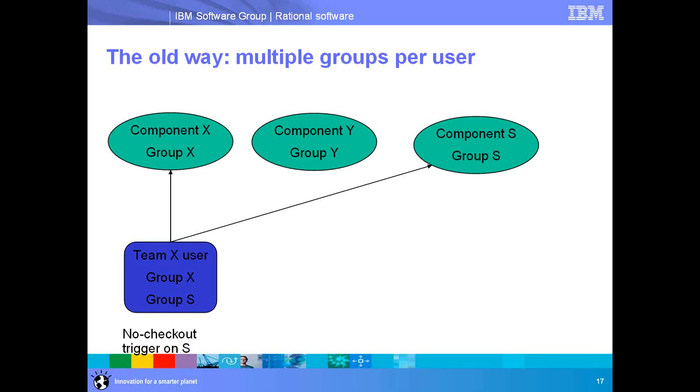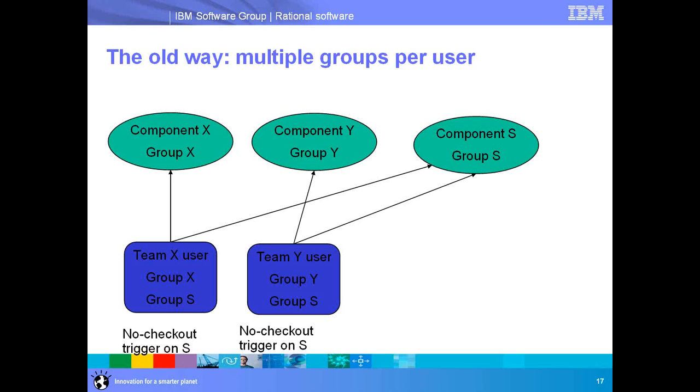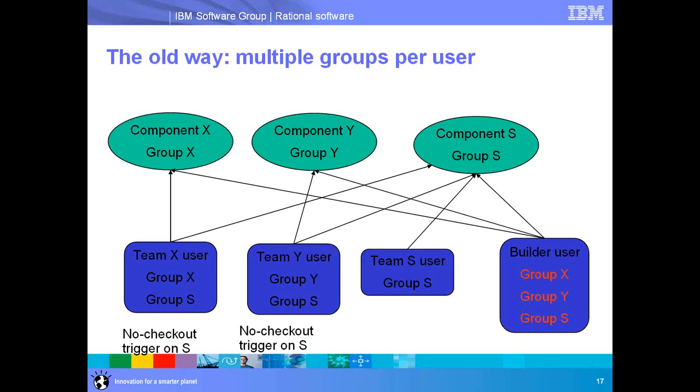Since you have to restrict him from doing changes and modifications or performing checkouts, you would create an explicit trigger, which could be a no-checkout trigger. Similarly, let's say there is another user who needs complete access on component Y and read-only to component S. So you would add him to Group Y and Group S, both the groups, and also create an additional trigger. And let's say there is one user who needs complete access on component S. So you will add him to Group S, so he will get all the access on component S.